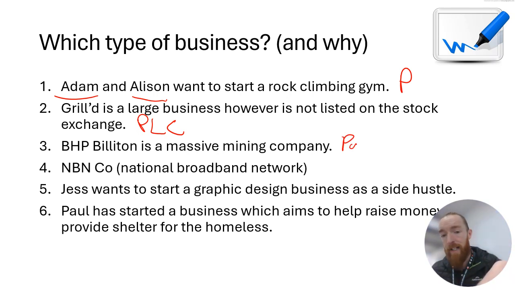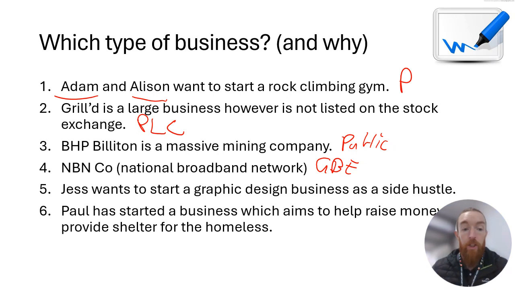BHP Billiton is a massive mining company. Well, that's going to be public because they are going to be on the stock exchange because they are huge and they mine for oil and destroy the environment, but that's a different issue. NBN Co is a government business enterprise because the government owns them. Jess wants to start a graphic design business as a side hustle. Good for Jess, but she is a sole trader. And if she does not do well at her business, she'll probably trade in her soul and go very, very bankrupt. And then finally, we've got Paul, who started a business which aims to raise money to provide shelter for the homeless. Well, that seems to be a social enterprise. And good for Paul. What a nice guy.